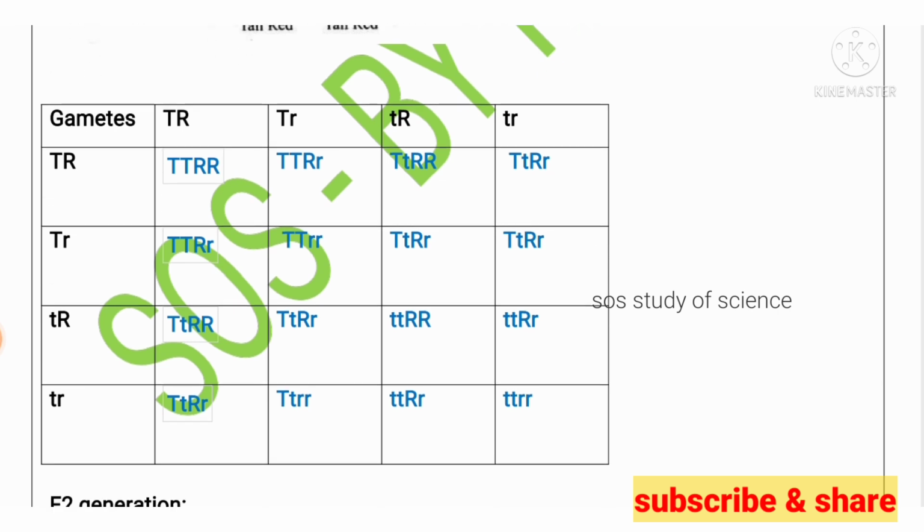It is similar to round yellow and wrinkled green, but only the traits are being changed here. Tall is representing the height, red is representing the color. There are two different traits. If there are two different traits with their contrasting characters, we will call it Mendel's dihybrid cross. Sometimes it can also be called a hybrid cross. You have to note this down.